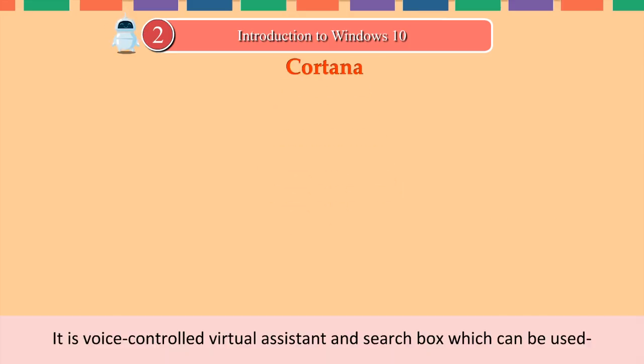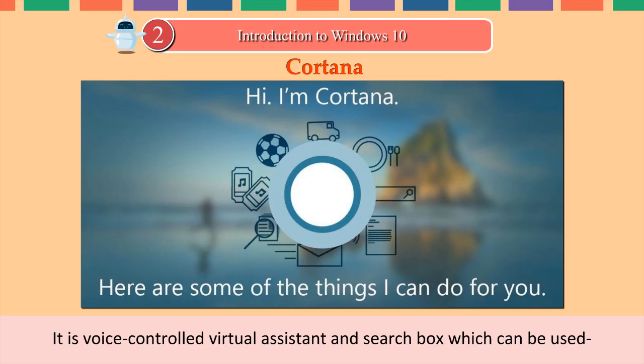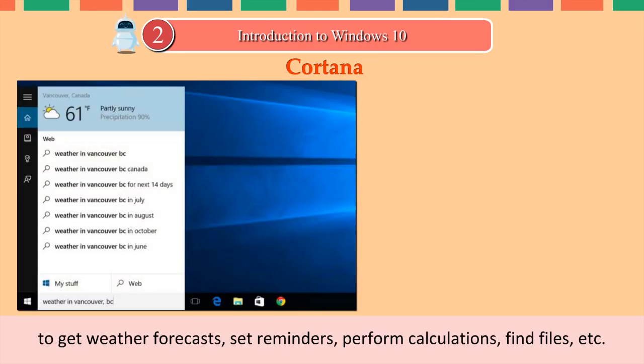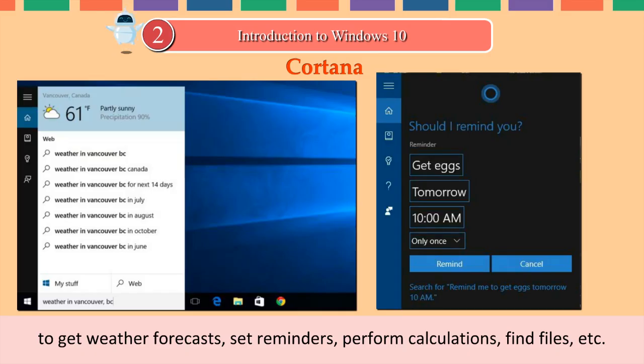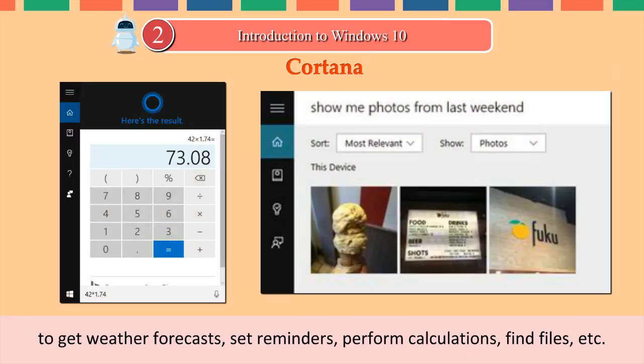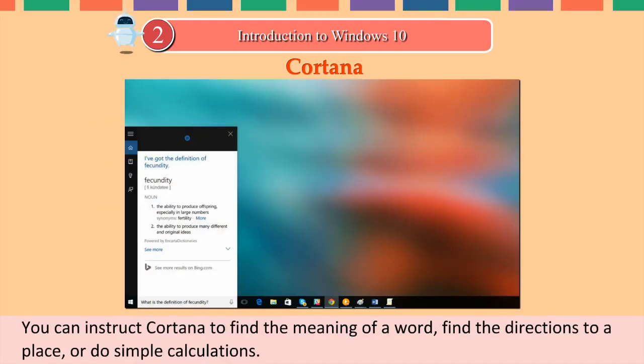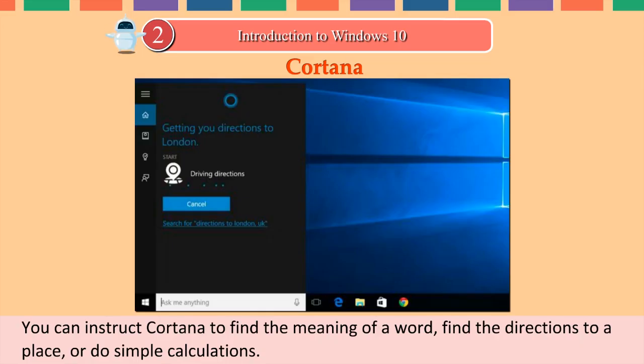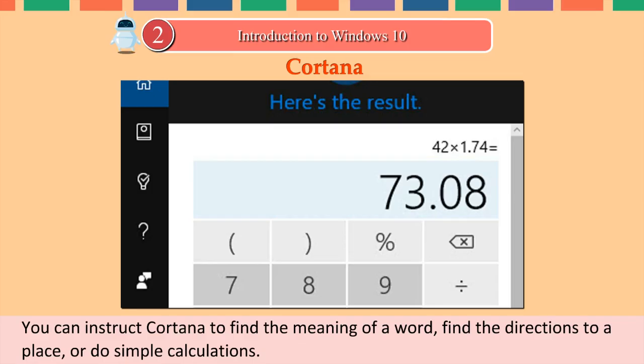Cortana. It is a voice-controlled virtual assistant and search box which can be used to get weather forecasts, set reminders, perform calculations, find files, etc. You can instruct Cortana to find the meaning of a word, find the directions to a place, or do simple calculations.